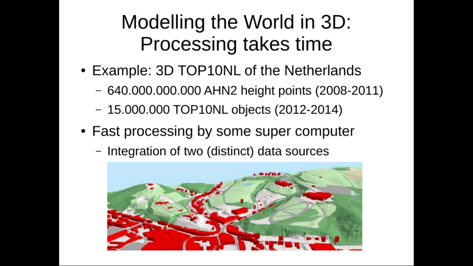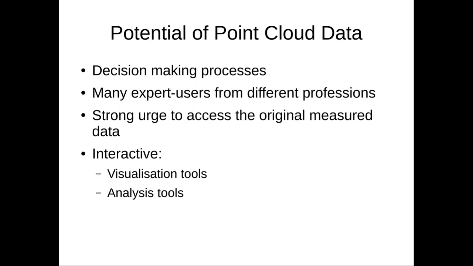However, this integration takes a lot of time, even if you use some supercomputing power. And also, the resulting level of detail is rather limited. For example, as you can see, no roof shapes are present, nor is vegetation depicted. So point cloud data have a lot of potential in their raw form. Many expert users might be willing to use the original measured data. But what you then need is visualization and analysis tools that can be used for this purpose.